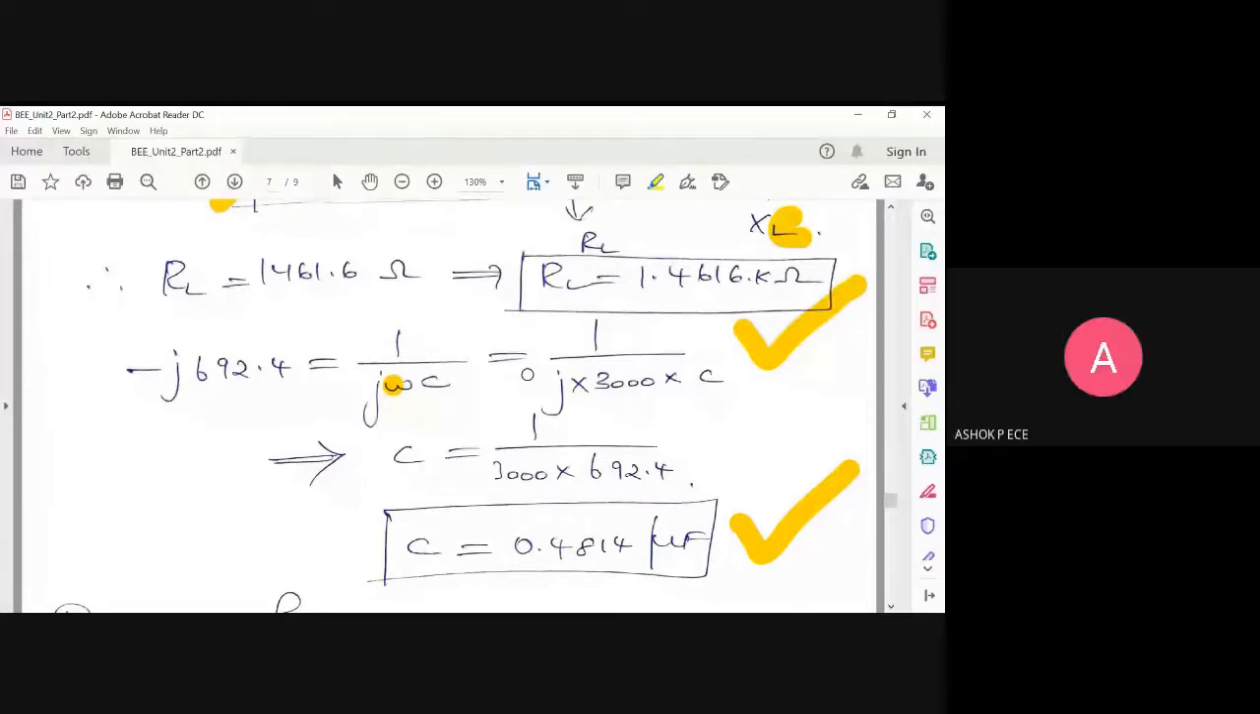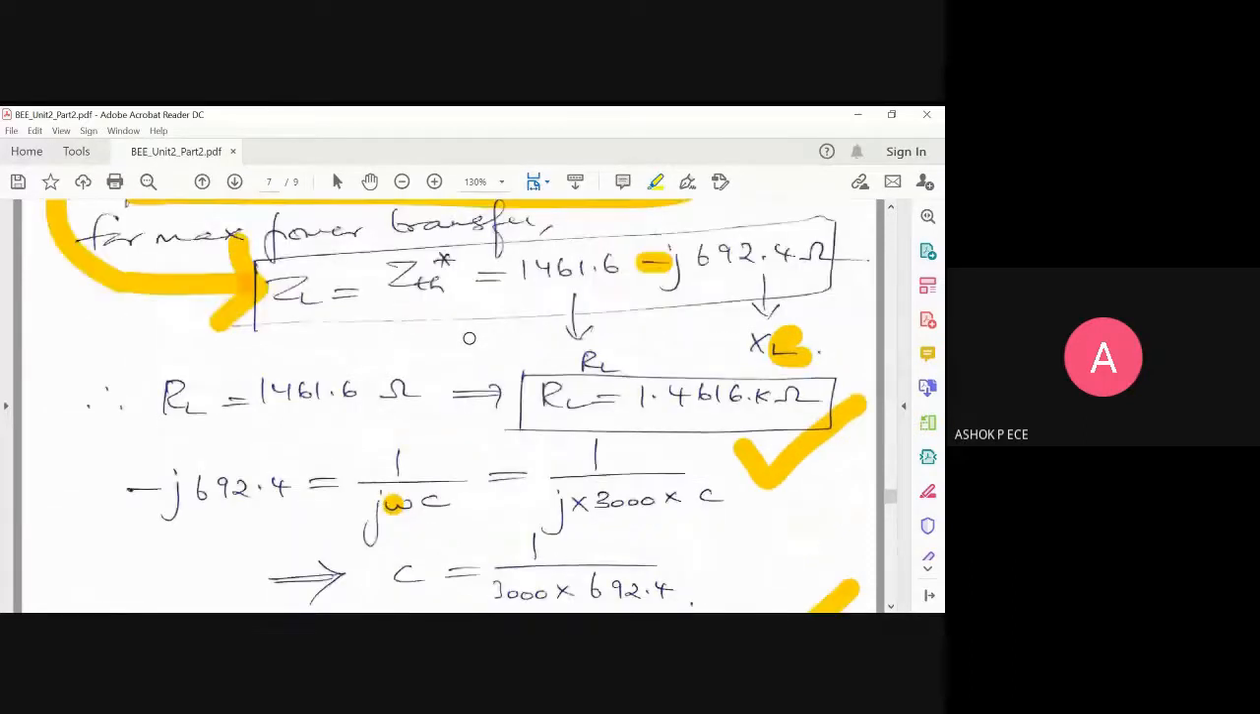This is a more tricky problem, and it takes time. As I said, AC problems take more time because you have to do them with the utmost caution. Changing any single sign or digit will completely alter your answer. So you have to be very, very cautious while doing your problems in AC.